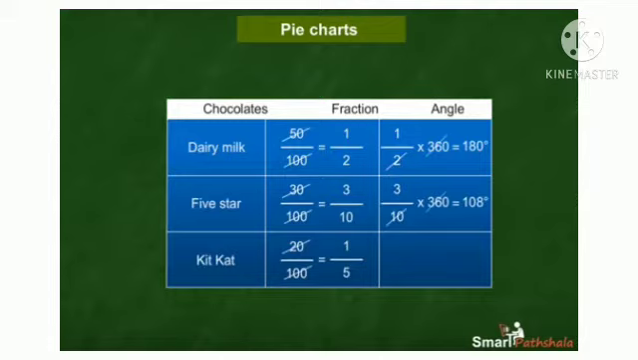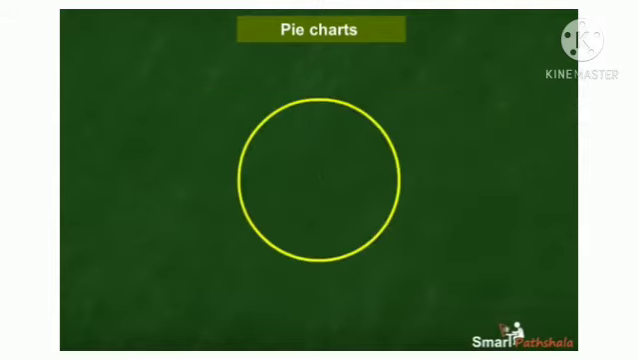5-star is equal to 3 upon 10 into 360 is equal to 108 degrees. Kit Kat is equal to 1 upon 5 into 360 is equal to 72 degrees. Steps to form a pie chart with the above values obtained.